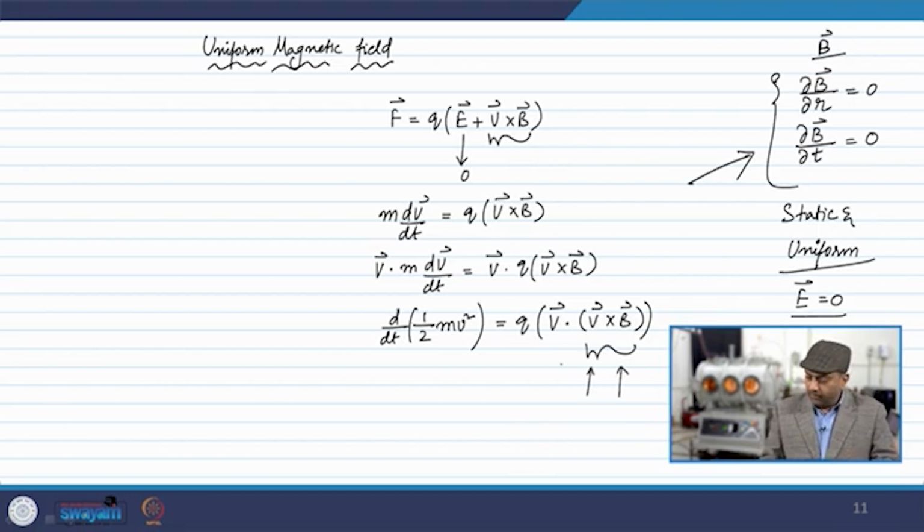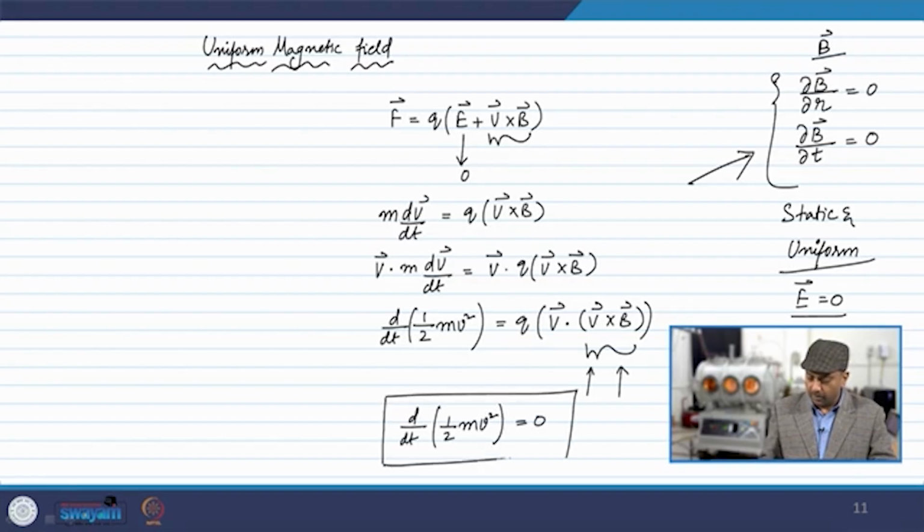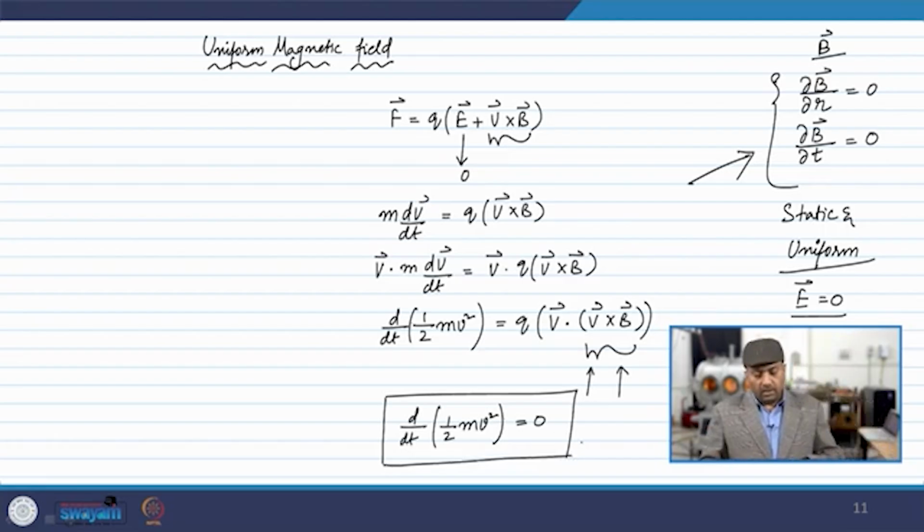So, the entire right hand side becomes 0, and we will write d/dt of half mv squared is 0. What does it mean? The rate of change of energy with respect to time becomes 0. So, the magnetic field is not able to do any work on the particle.